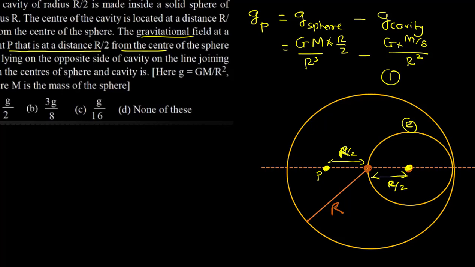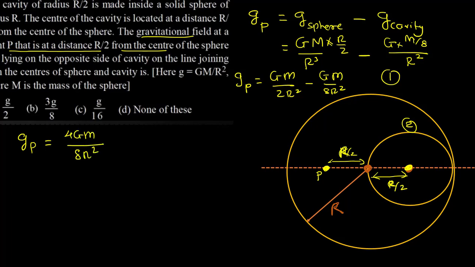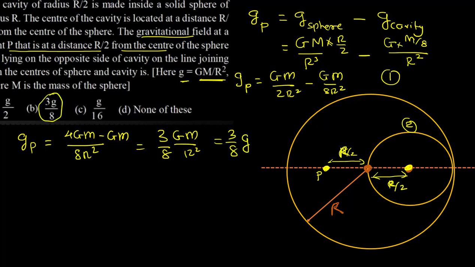Okay, if you simplify this, we will get Gp is equal to Gm. This one R will get cancelled out. So I'll get Gm upon 2R square minus Gm upon 8R square. Further simplifying this, I'll get Gp is equal to, 8R square is the LCM, 4Gm minus Gm, which is equal to 3Gm by R square upon 8. And it has been given that Gm upon R square is small g. So I could write this as 3 upon 8 g. And therefore, the correct option is 3g by 8.